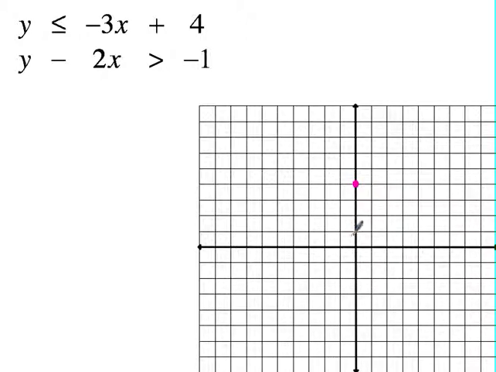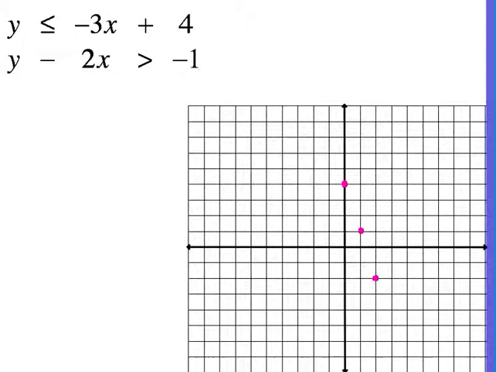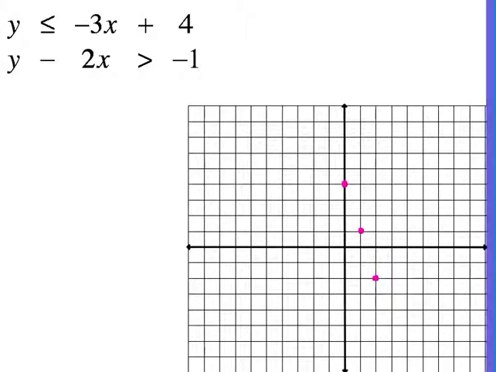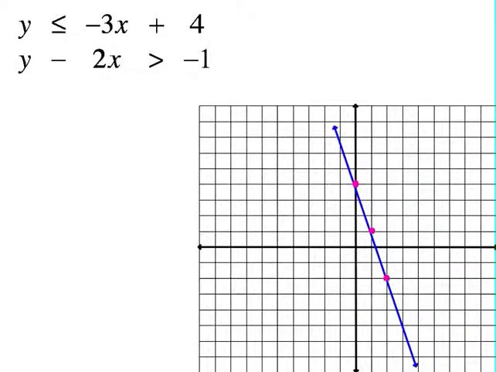What is the slope? -3, so that means I go down 3 over 1. What type of line am I going to use? A solid or a dashed? Solid. Ooh, I got blue. I didn't want blue. Let's change it to pink. There we go.